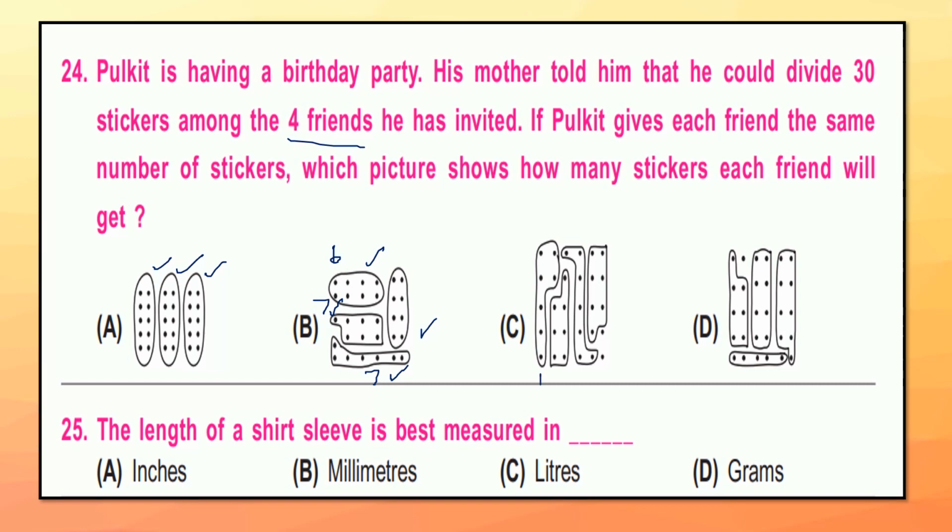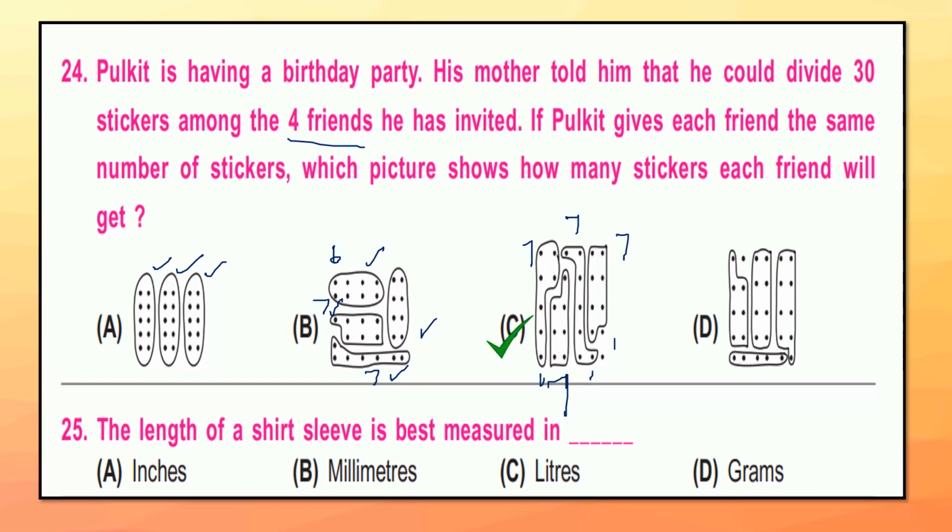We have 4 groups, 1, 2 and 3 and 4. Let's see the number of dots here. Here 7 and here also it's 7 and here also it is 7. This group also has 7, so therefore the number of stickers have been split equally. So therefore the correct answer would be option C.